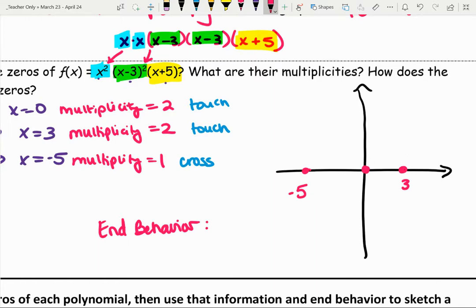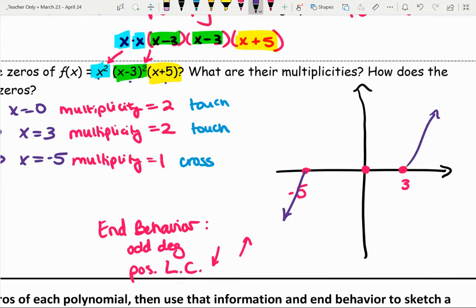Right? So with this expanded form, we have 5 x's in there, that will be an odd degree, and it will have a positive leading coefficient because there's nothing in there that will give us a negative. So if it's an odd degree with a positive leading coefficient, we're going to go down as x goes to negative infinity and up as x goes to positive infinity. So I can put those guides there.